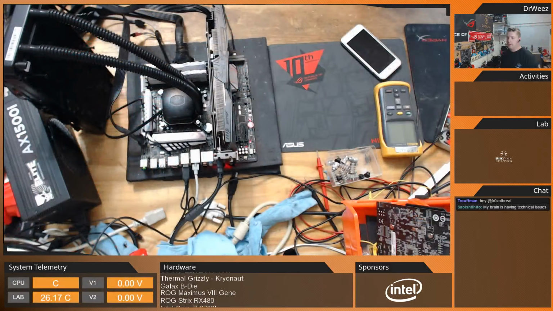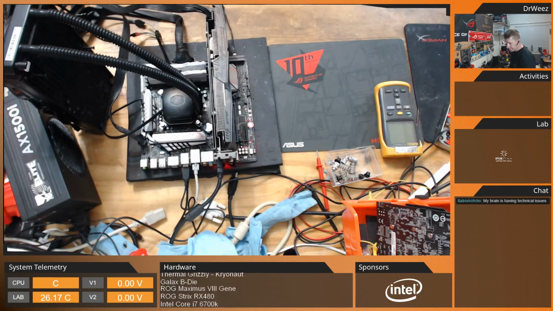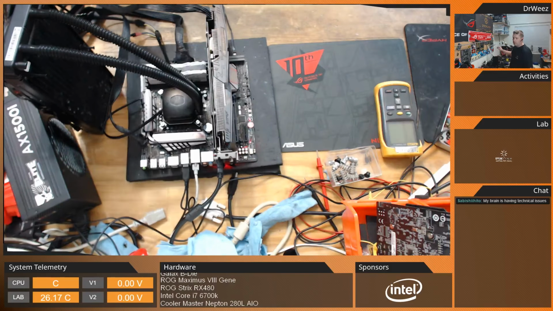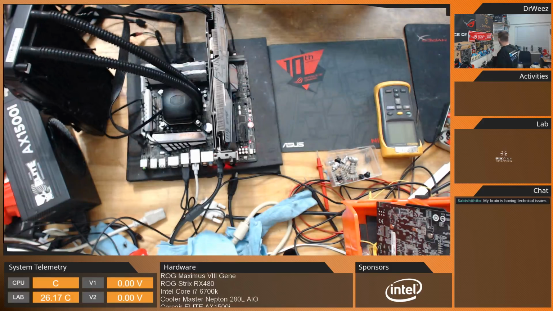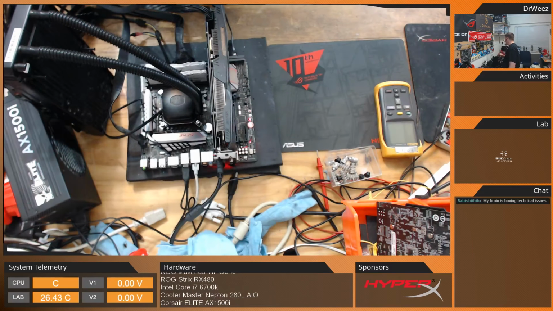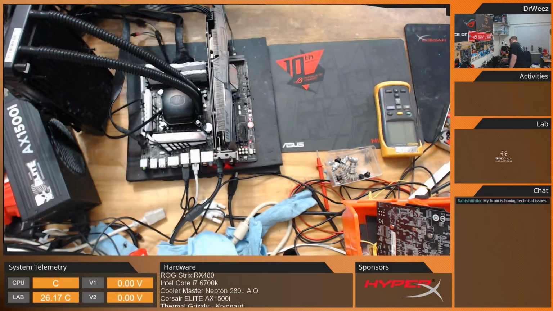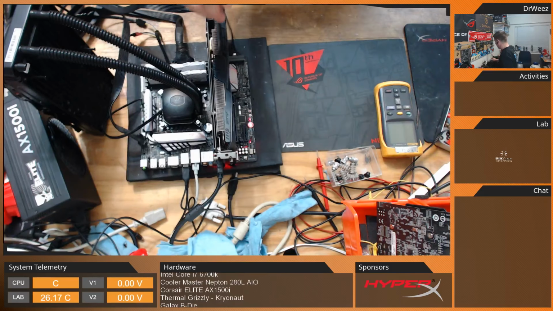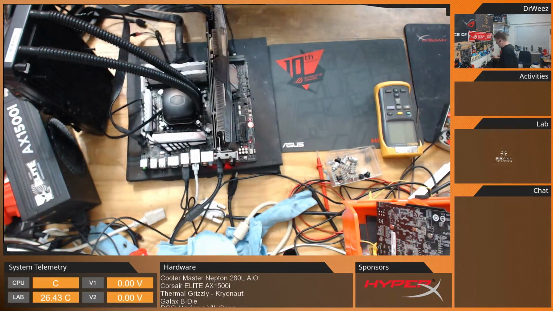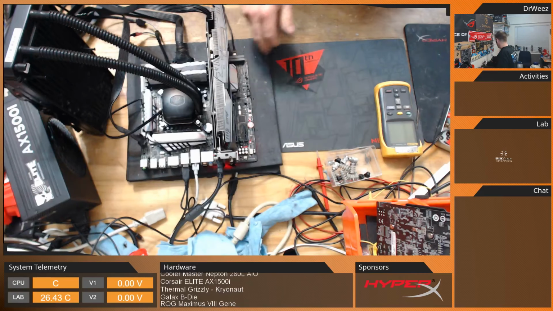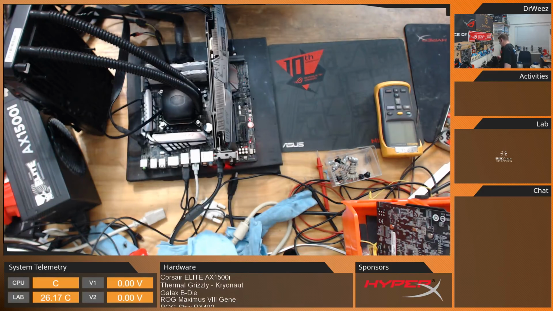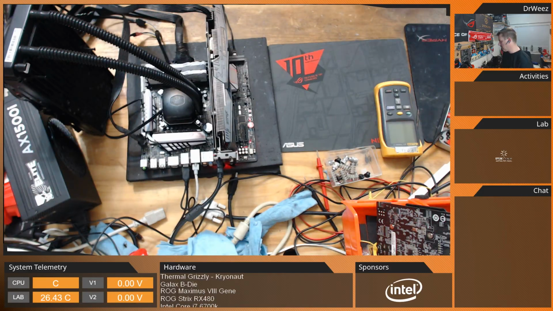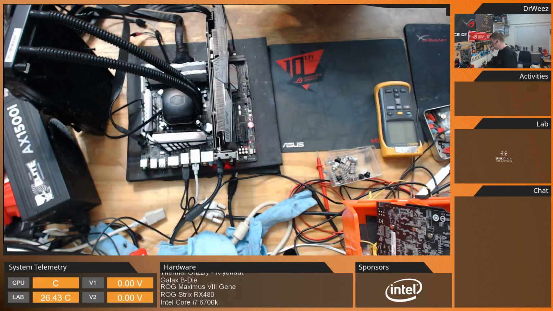So let's go through the rigs that we've got going today. Once again, we've got our power delivered by the Corsair Elite AX1500i. Our cooling today is the Netom 280L with two 140mm jet flow fans, pushing air through the radiator. The video card is the RX 480 Strix from ROG, and the motherboard is the Maximus VIII Genie. The memory tonight is some BDI, so we can get the frequency up a little bit and those timings tighter.